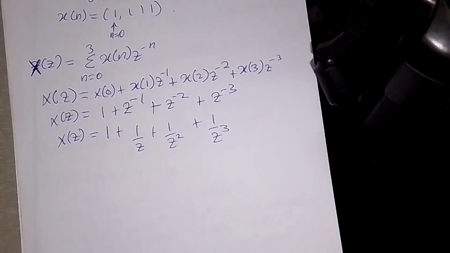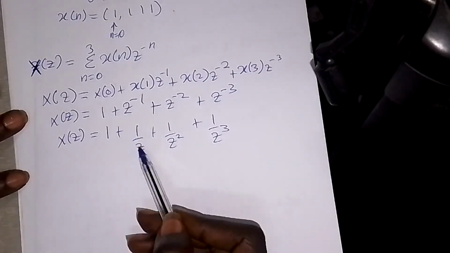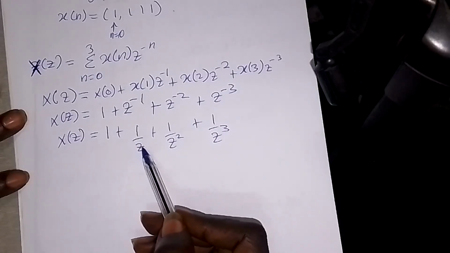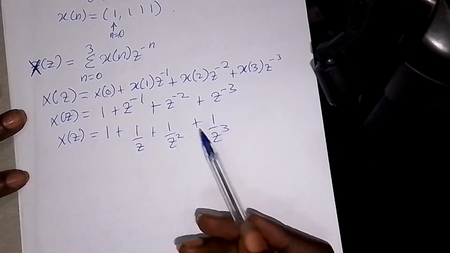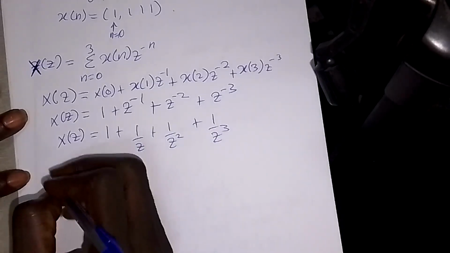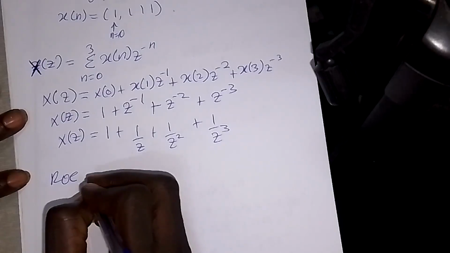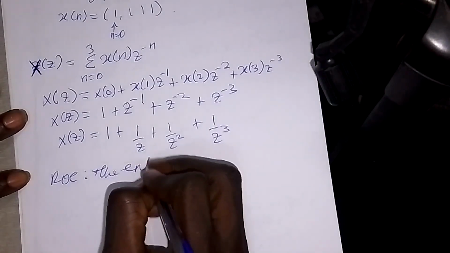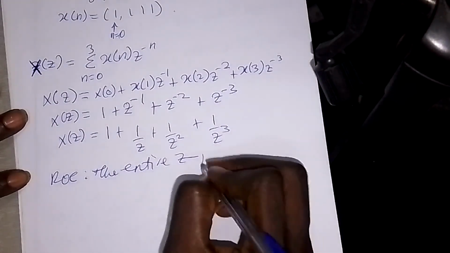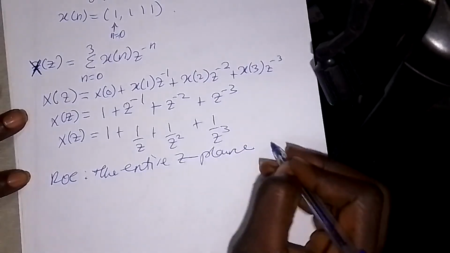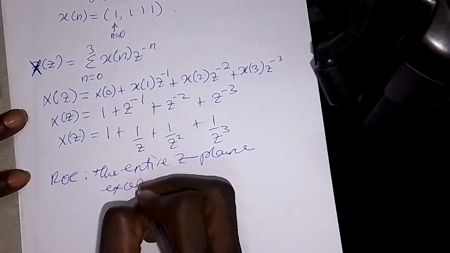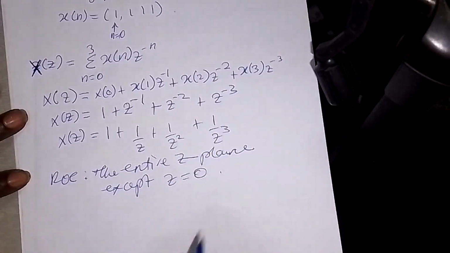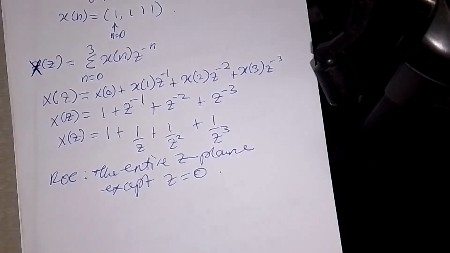For the ROC, what you can actually see in this sequence is that if I divide this by 0 it goes to infinity, because it's a right-sided sequence. So the ROC is the entire z-plane except z equals 0. Okay, so that will be the end of this particular question.